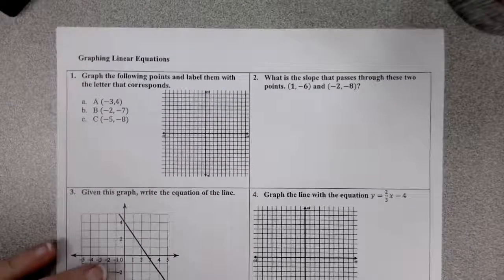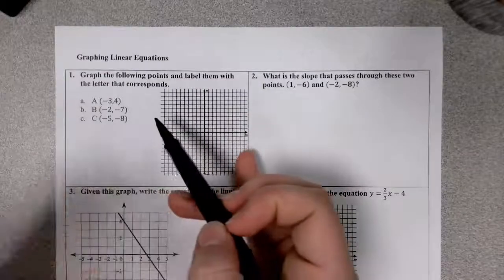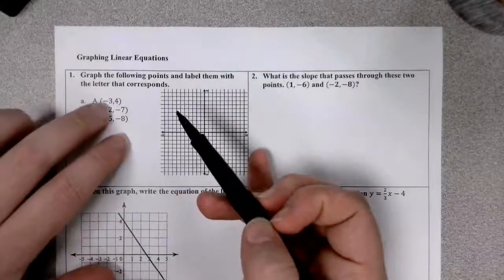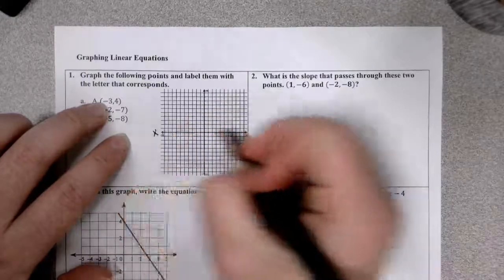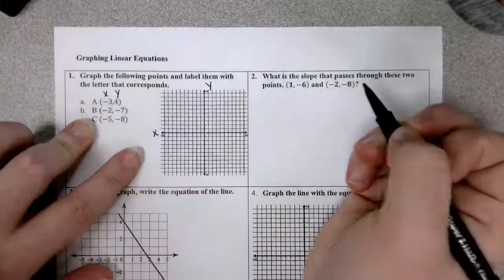In this review, we're going to practice graphing linear equations. The first one was just going to practice graphing points. So this is our x-axis straight across, and this is our y, which is our up and down. X always goes first, and then y.